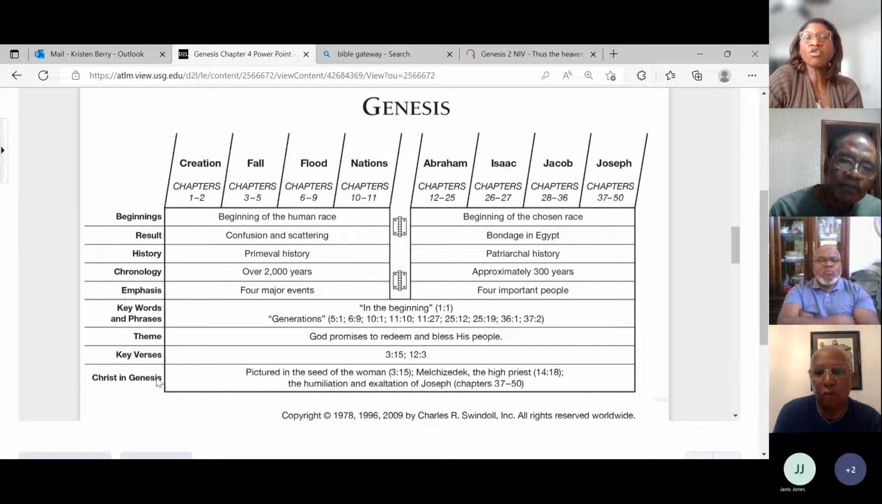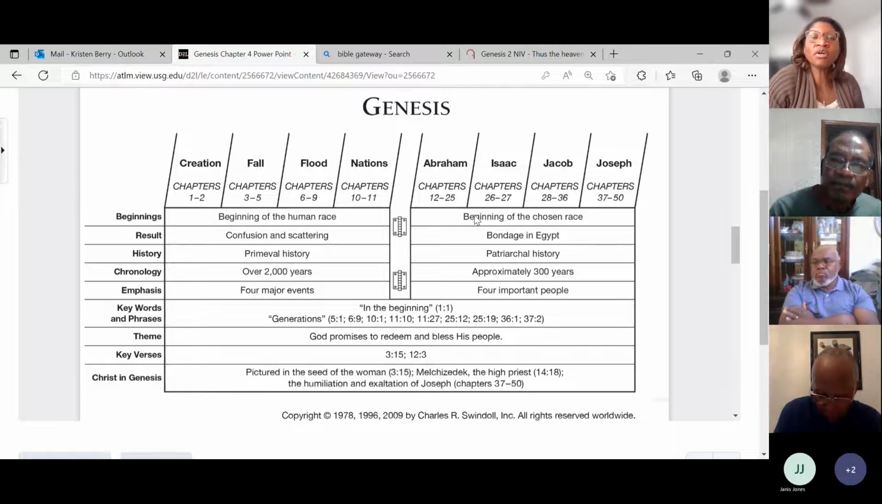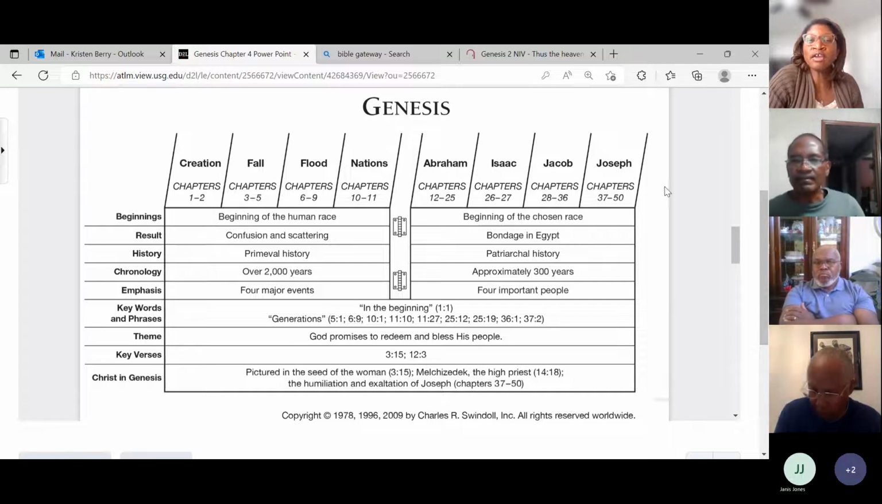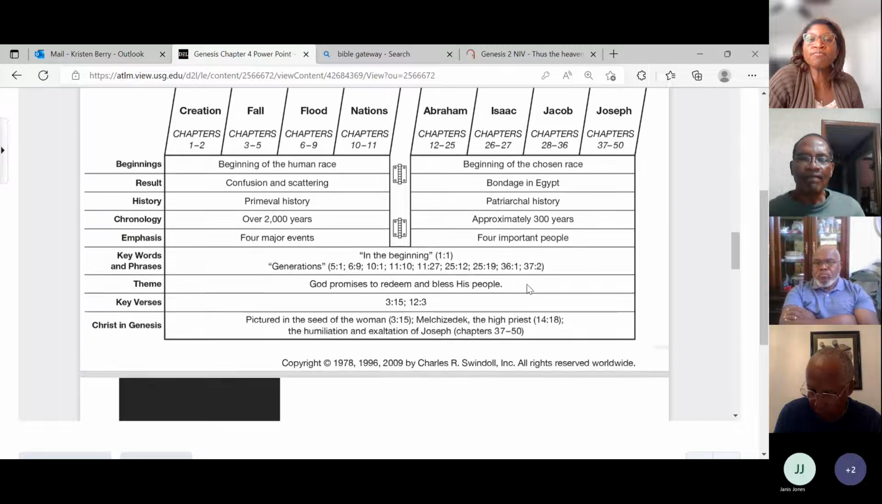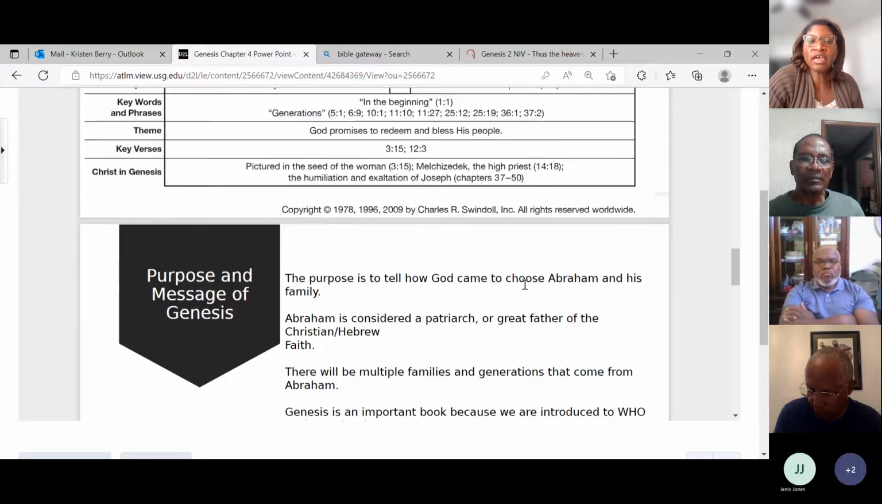All right, so I won't go through everything on this list, but it would be good if you just take your Bible and thumb through it. Just thumb through the book of Genesis. You see the first couple of chapters of creation, and then take it all the way down to the end, and you're introduced to your patriarchal foundation.